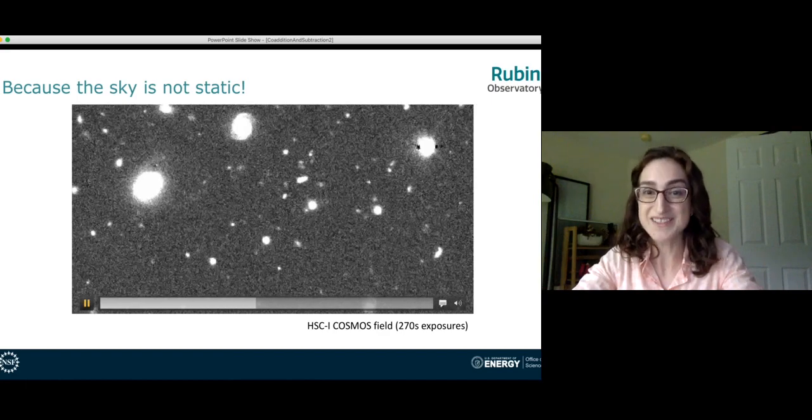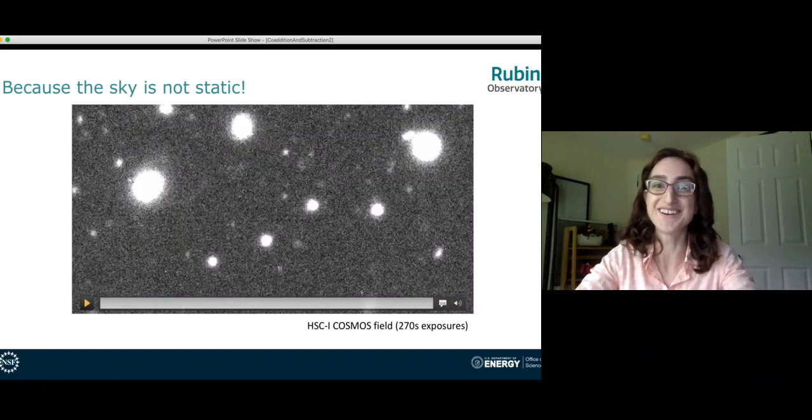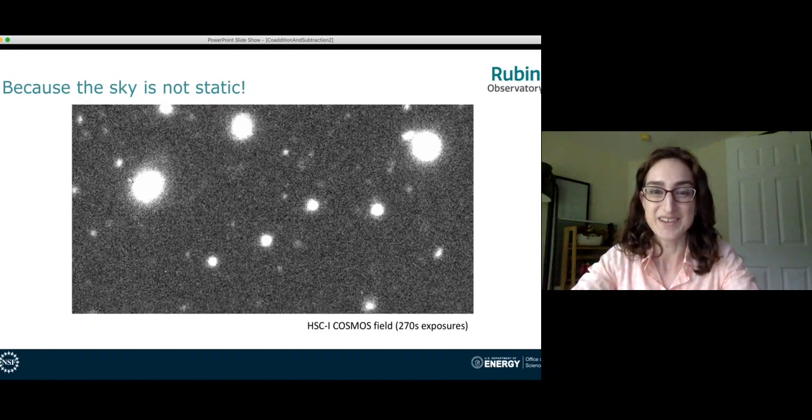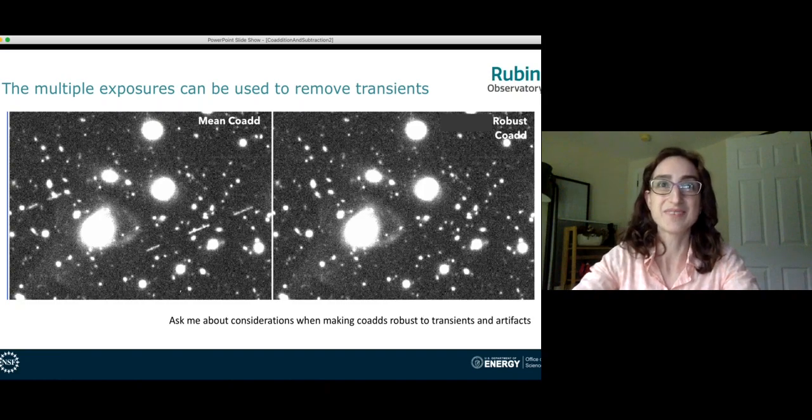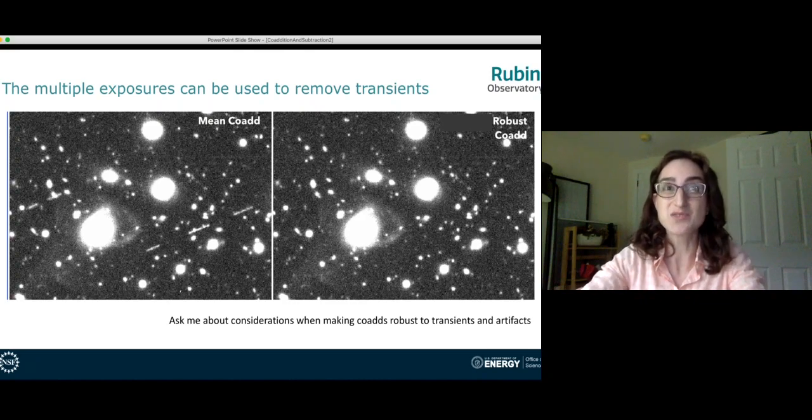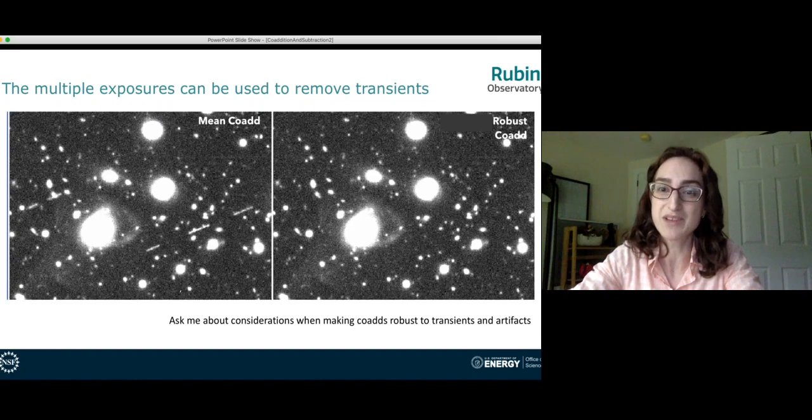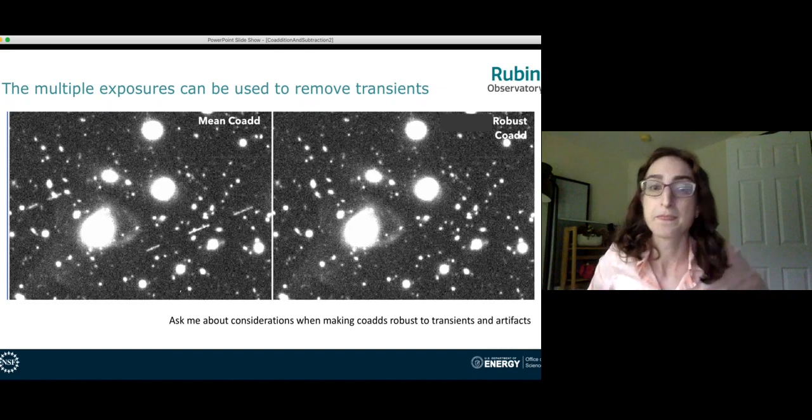And even if there weren't those effects, the sky is not static. There are asteroids whizzing by. In this example, we have a few observations from HSC, and if we had not taken many individual exposures, these asteroids would have looked like streaks in this mean coadd on the left-hand image. And if they appeared as streaks, we would not be able to measure their characteristics, like their brightness or their colors.